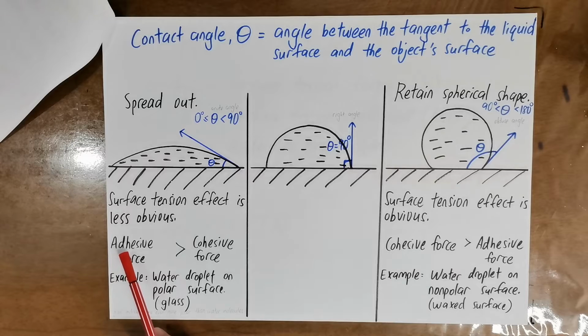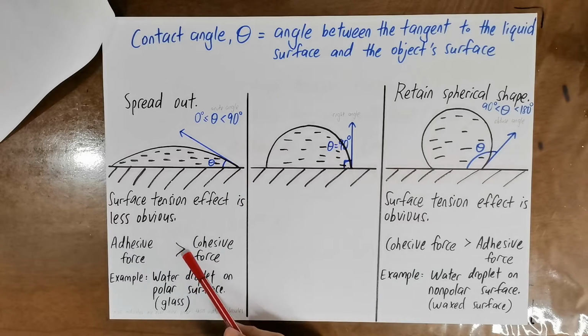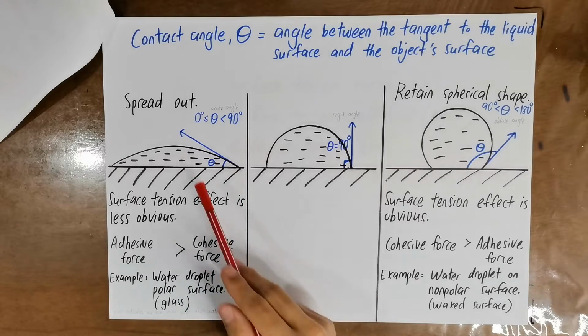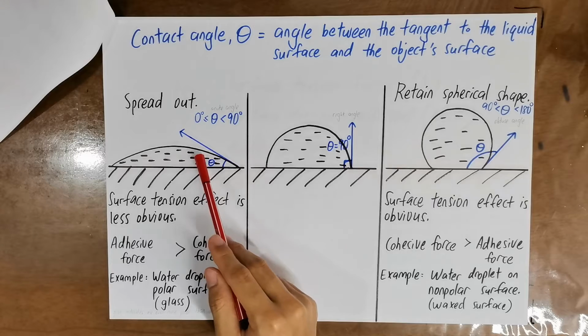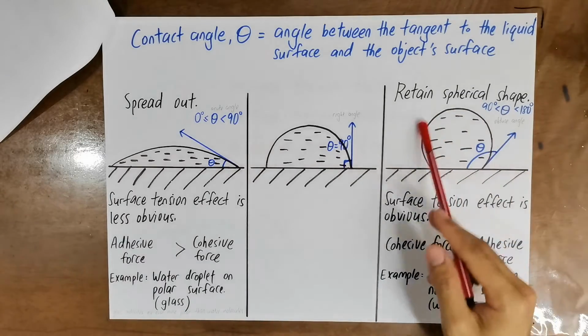The contact angle is between 0 degrees and 90 degrees. So you say that the adhesive forces between the water molecules and the surface molecules are greater than the cohesive forces between the water molecules in the droplet. For example, this is a water droplet on a polar surface like glass. For your information, glass molecules are actually more polar than water molecules. So let's take a look at this one.